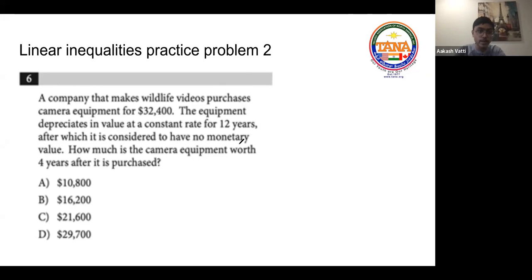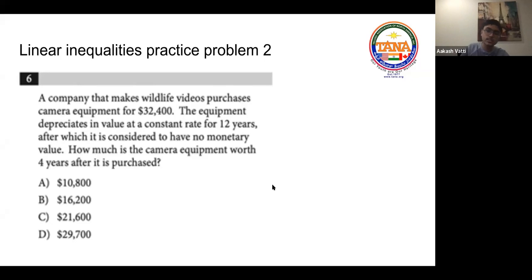Also, apparently I made a mistake here. This is not a linear inequalities practice problem. It's just a normal linear equation practice problem, but it's just a harder version of it. So I guess it's still okay. All right, I guess I'll solve this now.